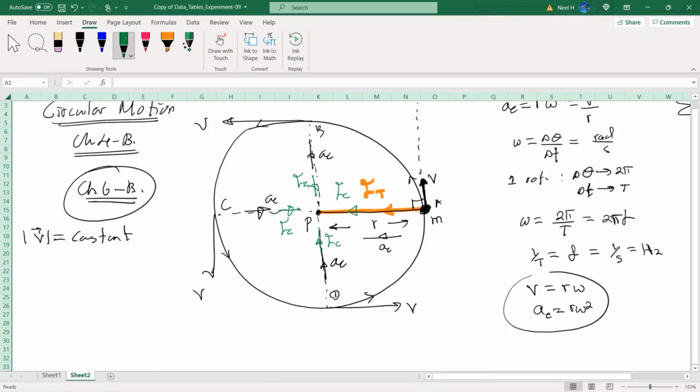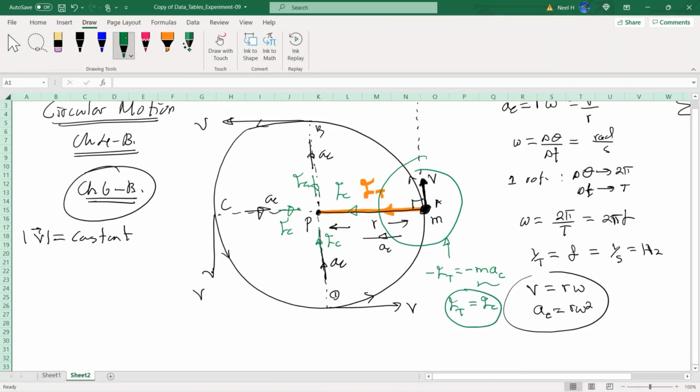That force, which we generally call the centripetal force, can be the result of some other physical force. In this particular case, if I apply F equals ma here, you can clearly see that in the negative direction we have the tension force, which is equal to negative m times a_c. M times a_c is what we generally call the centripetal force.